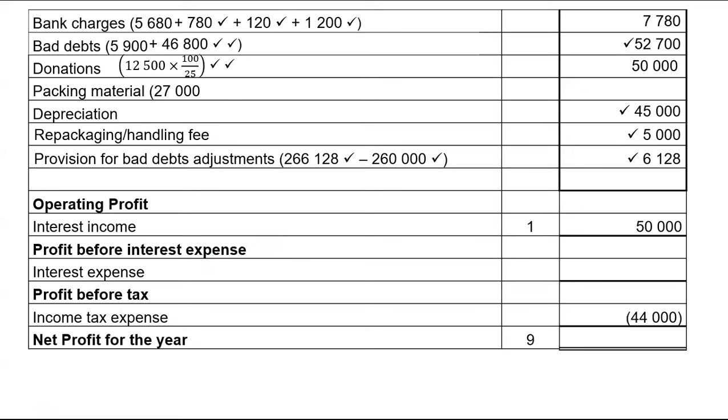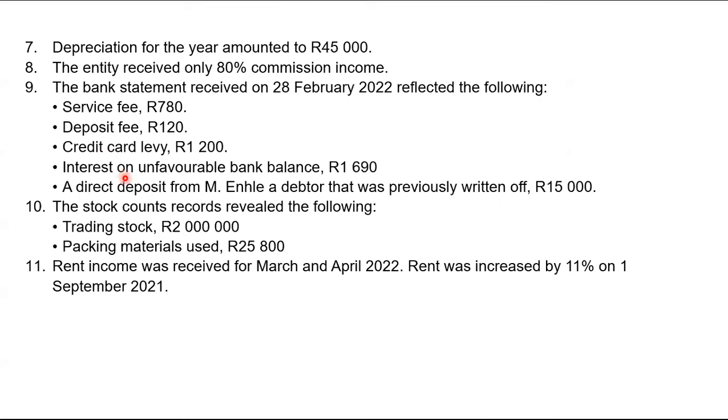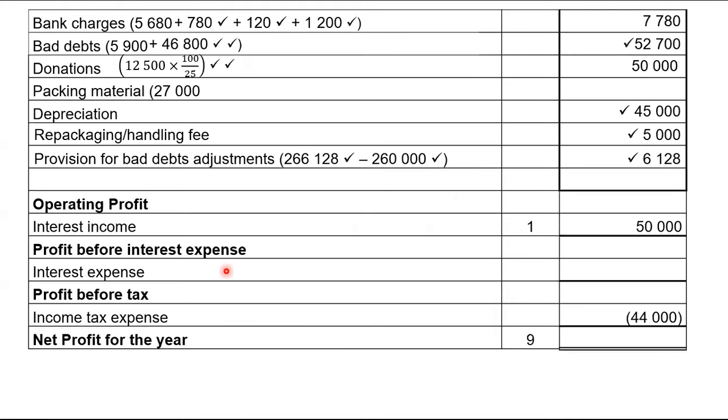All right. Done with that again. I'm going to go to this part about interest. They said interest on unfavorable bank balance. What do we call interest on unfavorable bank balance? Yes, it will be recorded in the CPJ. If it was favorable, we would record it in the CRJ. But this one, we will record it in the CPJ as what? Correct, as interest expense. And interest expense will be recorded there at the bottom of your statement of profit or loss as interest expense. So we'll put it there in brackets as interest expense.